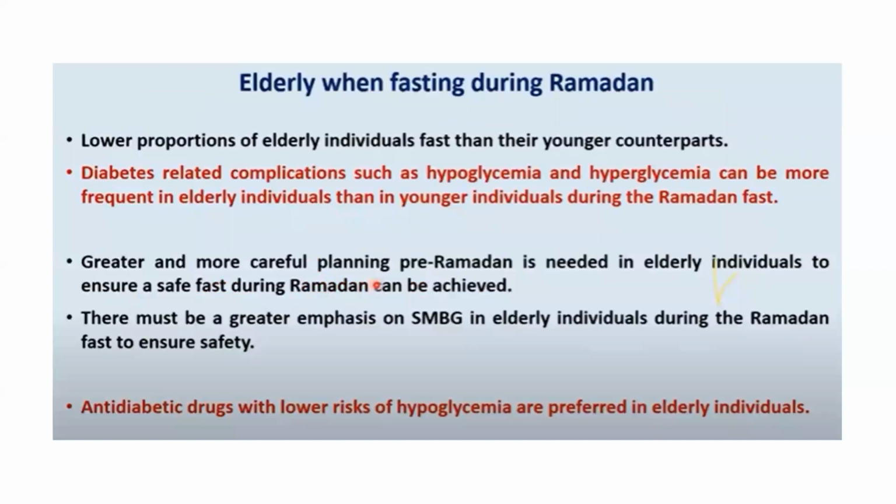What about the elderly? Diabetes-related complications such as hypoglycemia and hyperglycemia can be more frequent in the elderly than in younger individuals. Greater and more careful planning pre-Ramadan is needed in elderly individuals to ensure a safe fast during Ramadan. There is greater emphasis on self-monitoring of blood glucose in the elderly during the Ramadan fast to ensure safety. And we should definitely choose anti-diabetic agents with lower risk of hypoglycemia, and definitely not SUs, when we are talking about management of diabetes in elderly patients.